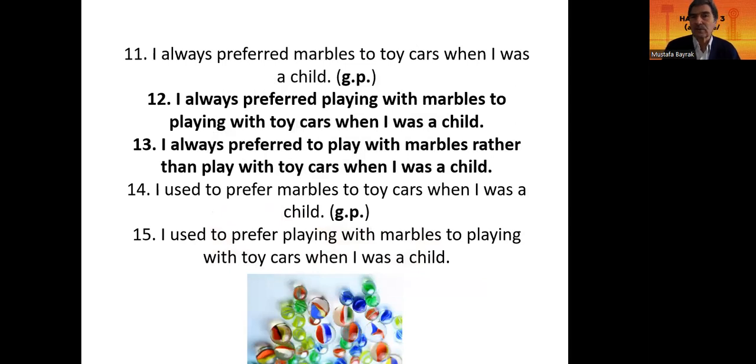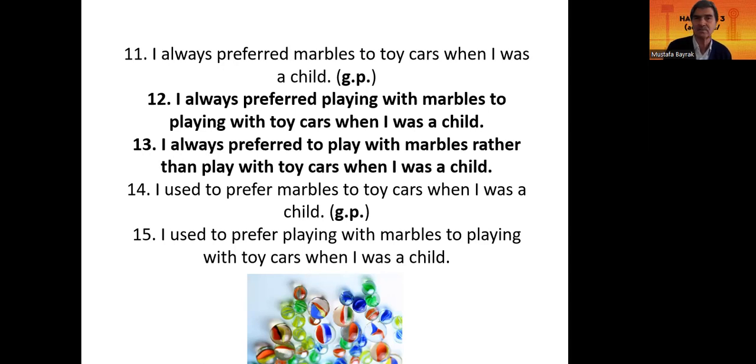11, I always prefer, simple past tense, for example, I always preferred marbles to toy cars when I was a child. GP, yes. I always preferred playing with marbles to playing with toy cars when I was a child. I always preferred verb ing gerund to another gerund. I always preferred playing with marbles to playing with toy cars when I was a child. I always prefer to play with marbles rather than play with toy cars when I was a child. Now, with infinitive, I always prefer to play, okay? To play with marbles rather than play with toy cars when I was a child.